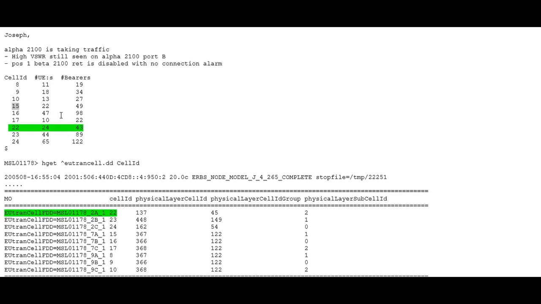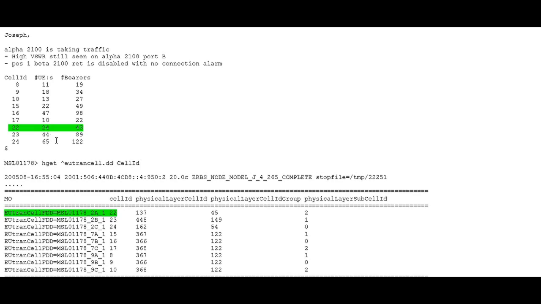So if you see number of UEs, right? So number of UEs would be end users, right? So this means that there are 24 end users using that Alpha 2100 node right now. There's 44 end users using beta and 65 using gamma. So we see differences in the numbers here. For instance, there's almost double the number of end users on beta and even more using gamma.